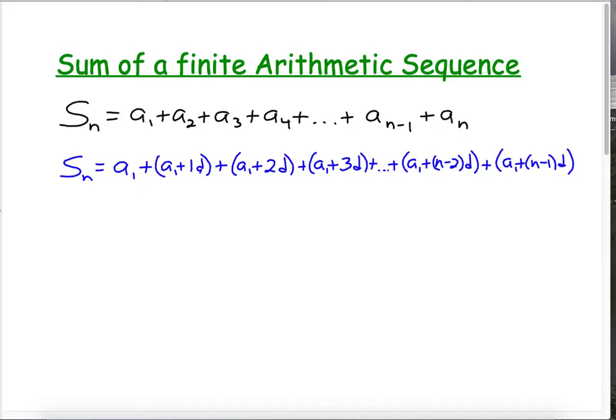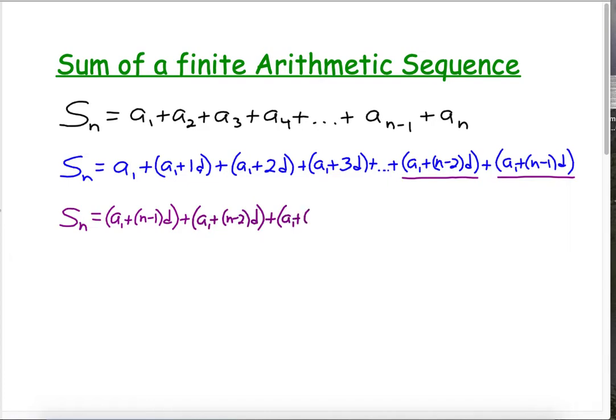Okay, so now what I'm going to do, watch closely, it's going to get tricky. Now I'm going to write S sub n again, except I'm going to write it in reverse order. So I'm going to write this term first. So a sub 1 plus n minus 1 times d. And then I'm going to write this term next, a sub 1 plus n minus 2 times d. What would the next one be? It would be a sub 1 plus n minus 3 times d.